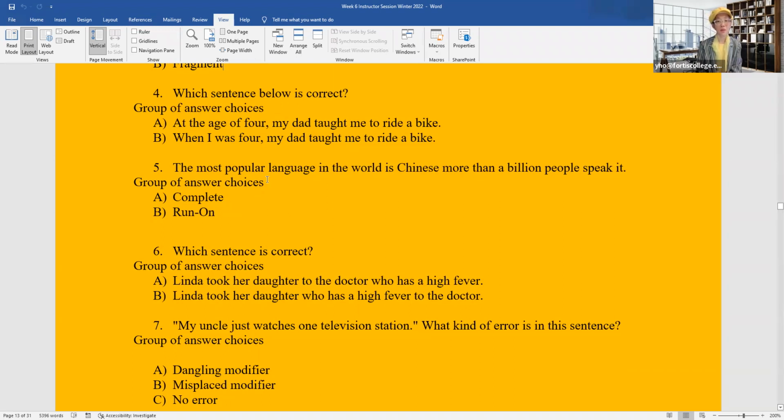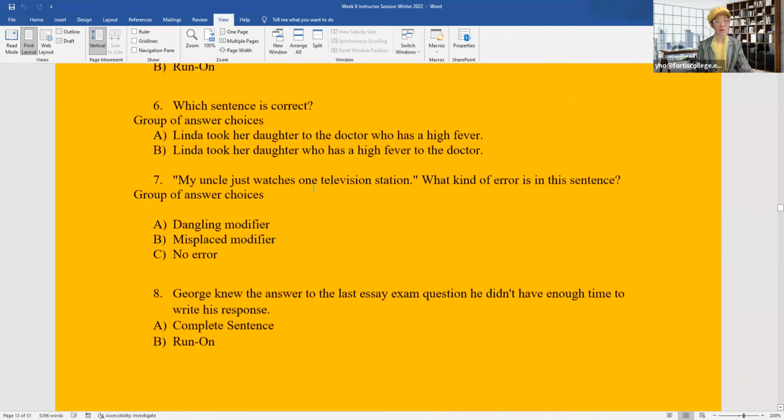The most popular language in the world is Chinese. More than 1 billion people speak it. So is this a complete sentence or a run-on sentence? Obviously a run-on sentence because you need a period over here because you have an independent clause, a complete thought. You need to put a period there and then you need to capitalize M. So when you have 2 sentences that run together with no period, that's a run-on sentence because one sentence runs on into the other.